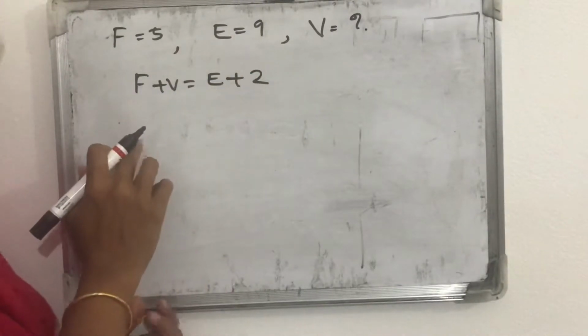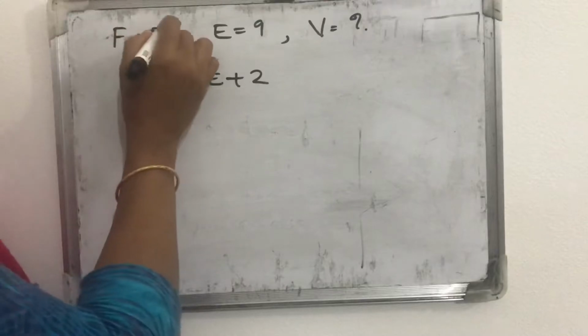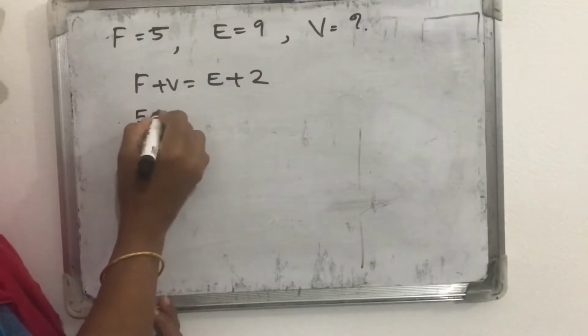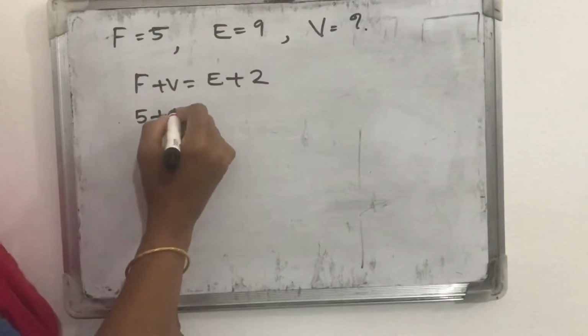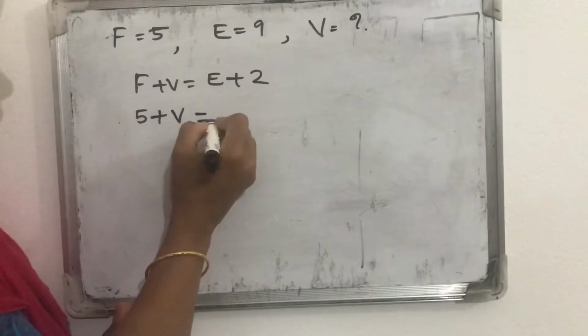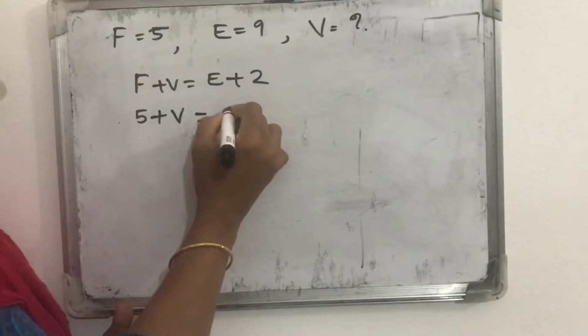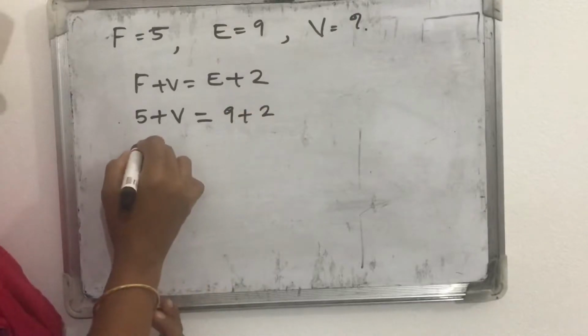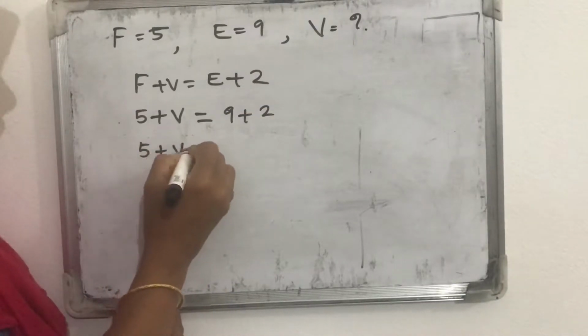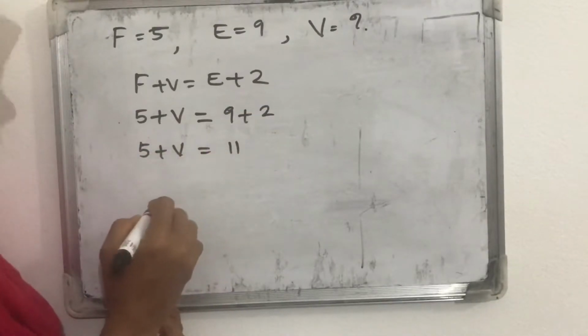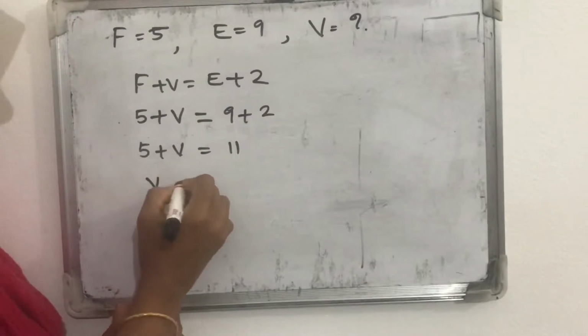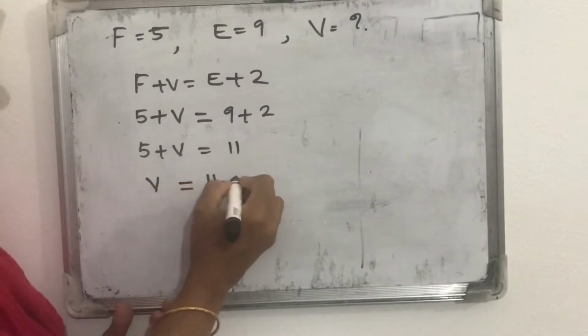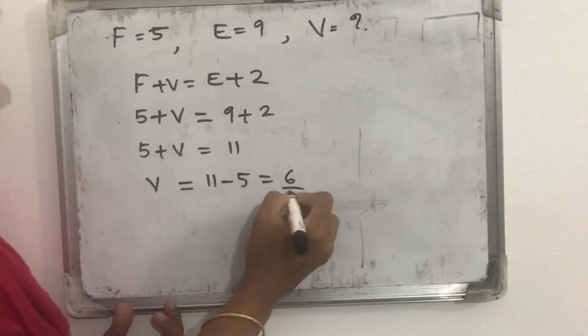Substituting the given values here, the number of faces is 5. So 5 plus vertices, which is not given, equals E plus 2, that is 9 plus 2. That means 5 plus the number of vertices equals 11. Therefore, the number of vertices equals 11 minus 5, which equals 6.